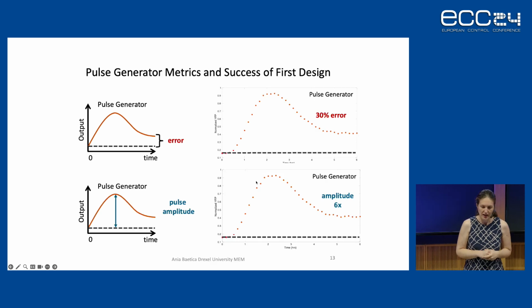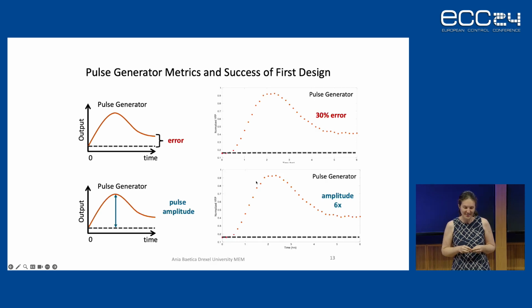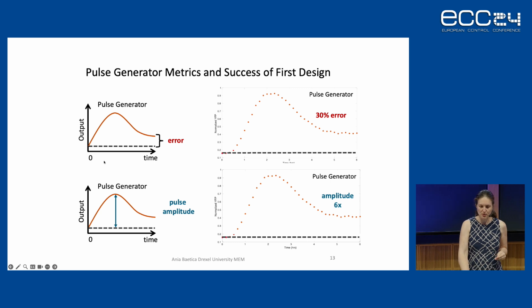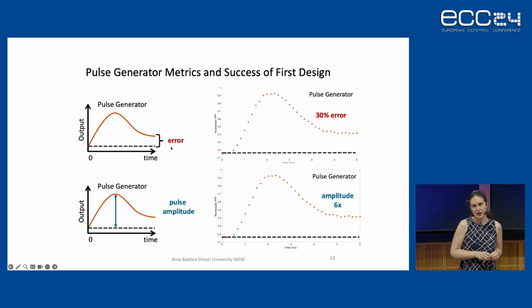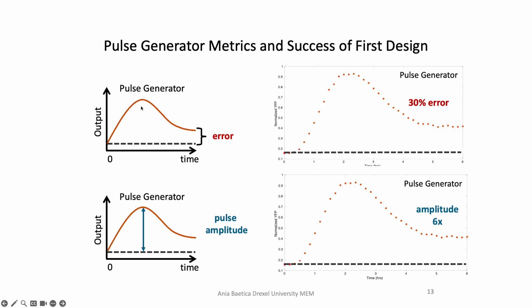So for the pulse generator, we can establish similar metrics to the way that we do in engineering about its steady state error. So that means once the dynamics have finished, how far away am I from the place where I started? That could be the steady state error. And I'm also interested in the pulse amplitude so that we have a nice observable pulse in our experiments and not a really small one.